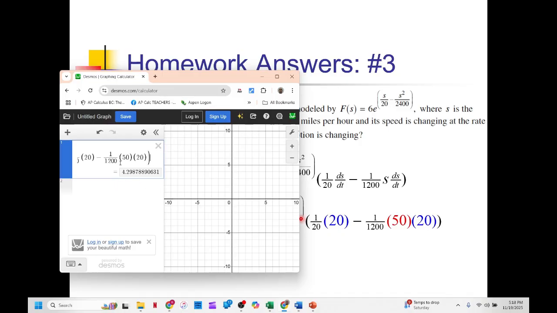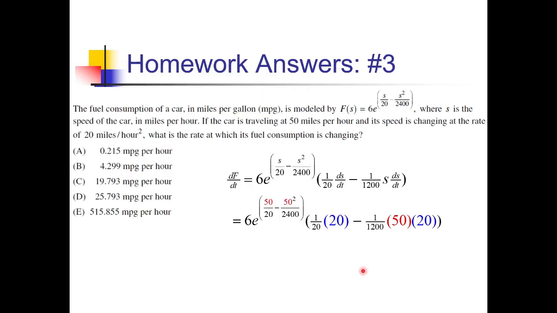And it comes out to about 4.299. And the units on that is going to be, well, let's see, the rate at which the fuel consumption is miles per gallon. So the rate at which that consumption is changing is going to be miles per gallon per hour, mpg per hour. So 4.299 mpg per hour. That's a weird unit, but there you go. And then that's going to give us answer choice B.